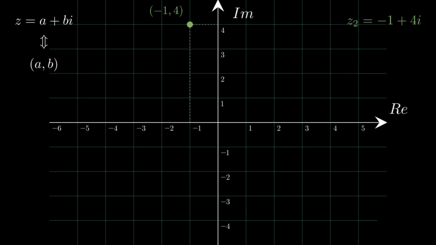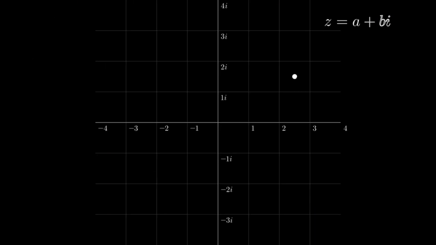Let's explore operations with complex numbers. Here we define z1 equals 1 plus i and z2 equals 2 minus 0.5i. For addition, we simply add the real and imaginary parts separately. z1 plus z2 equals 1 plus 2 plus i times (1 minus 0.5), which equals 3 plus 0.5i. Geometrically, this follows the parallelogram law of vector addition.